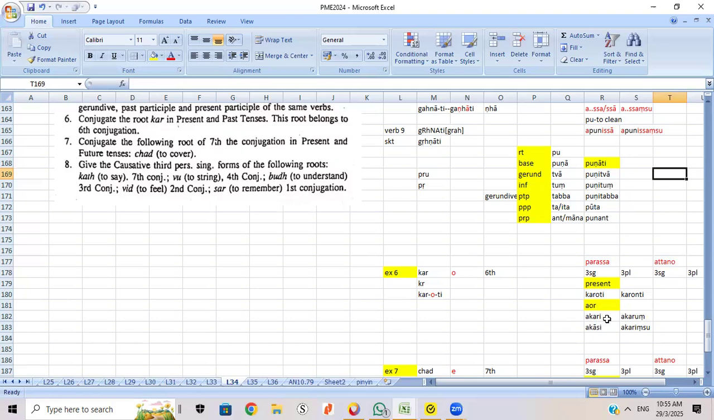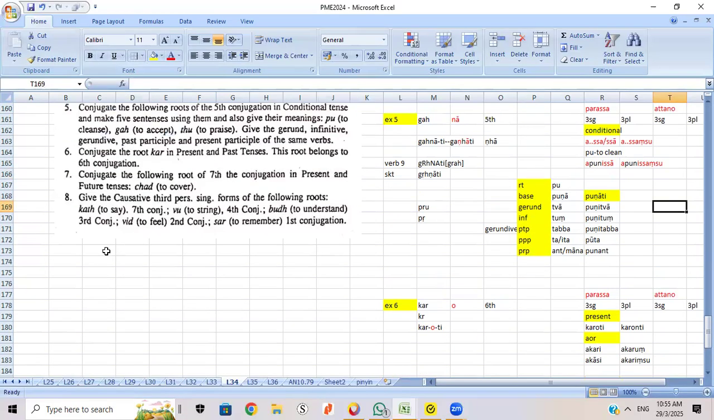So this is how we add: kari, kari. See, so a is added, i is added. Same as this, this is second person, whatever. I just put it. Number 7 is conjugation, the present and future tense for this.